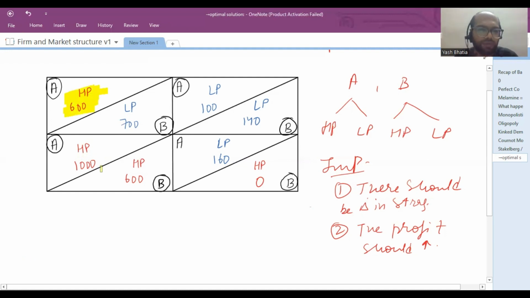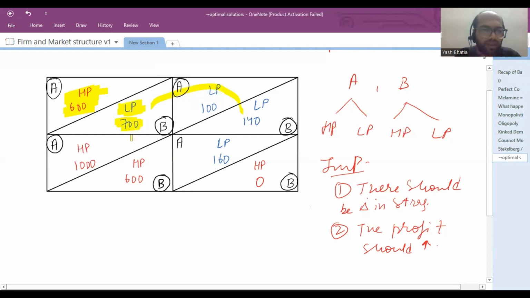Okay, now let us move to B. Is B in the equilibrium quadrant? Let's see. In this quadrant, B has strategy lower price and is earning 700. Is this the optimal condition for B? If B tries to move from this quadrant to this quadrant, is it a good move? No. First thing, there is no change in strategy, so B cannot move to this quadrant, and additionally, B is earning less profit here. So jumping from the first quadrant to the fourth quadrant is not good.